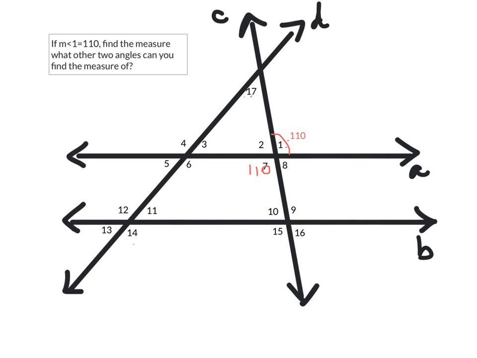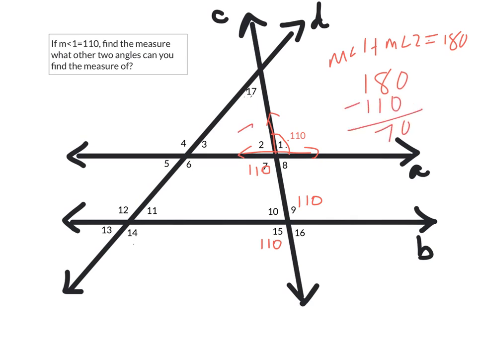And we know that when two parallel lines are cut by a transversal, the other obtuse angles formed, so this obtuse angle and this obtuse angle, will also be 110. And if we have a straight angle, so two angles that make a straight angle, we know that angle 1 and angle 2 are going to be 180. So if we take 180 and subtract 110, the measure of angle 2 is 70.